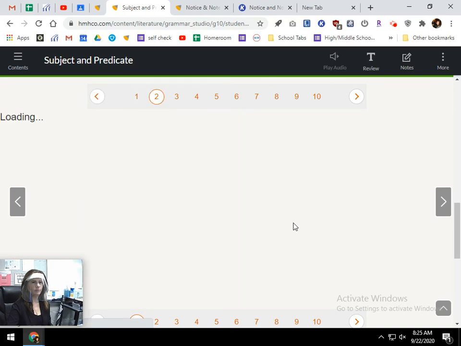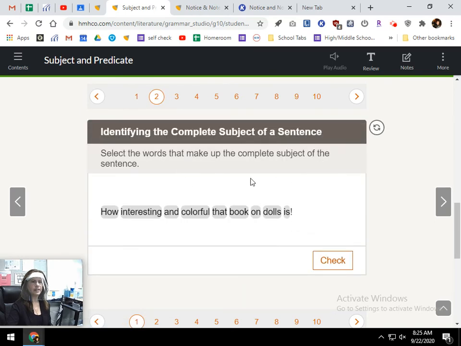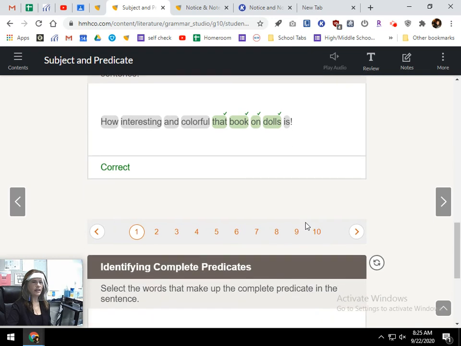Correct. Number 2, select the words that make up the complete subject of this sentence. How interesting and colorful that book on dolls is. What's the subject? What is this sentence about? The book, but it also is the book about dolls, right? That goes with it. And it's also, this is like saying this book or that book, a book, the book, that goes with it as well. That book on dolls, and this is the predicate, is interesting and colorful. Hope we're right. Hope I'm right. There we go. Okay, so you see how to do that one.